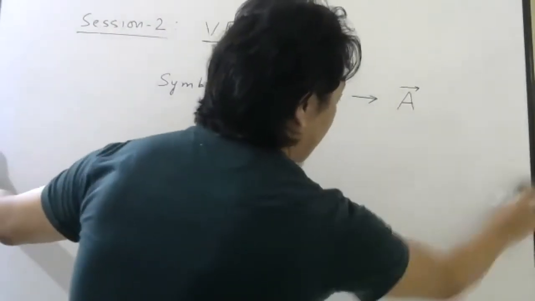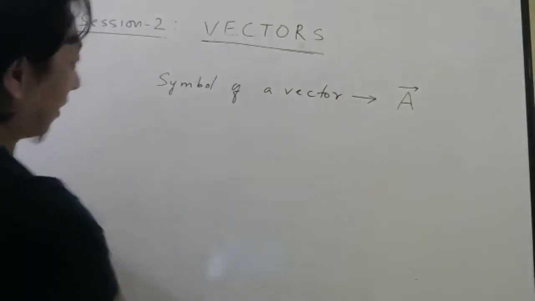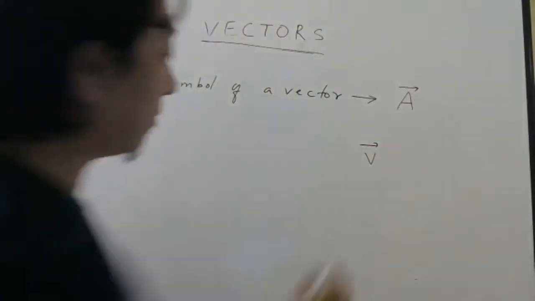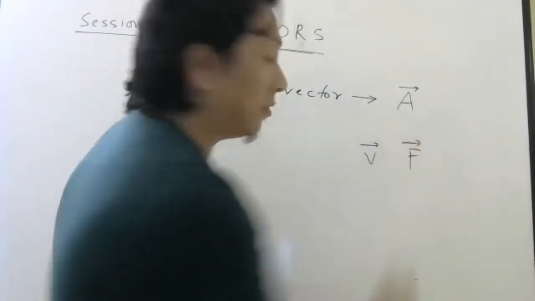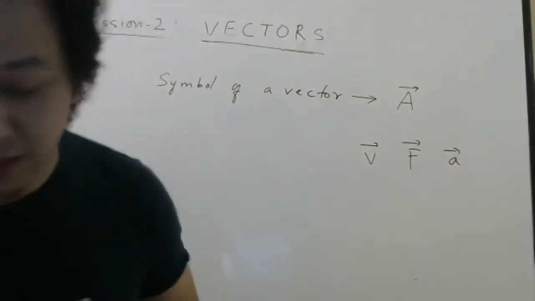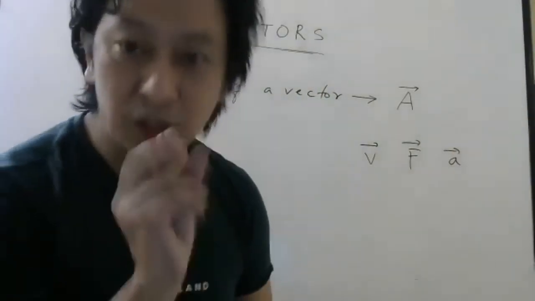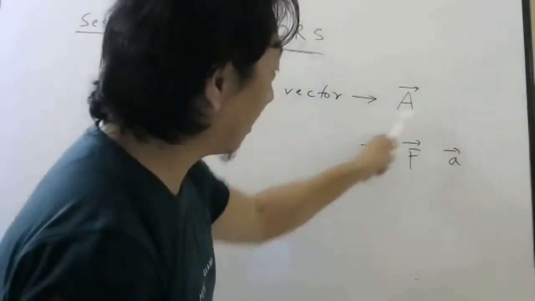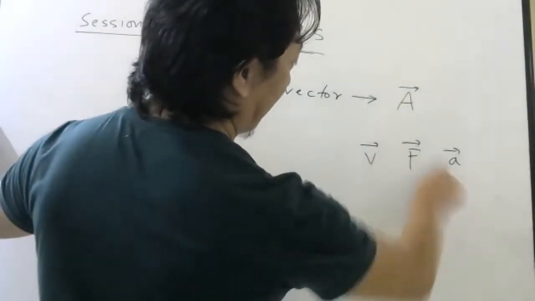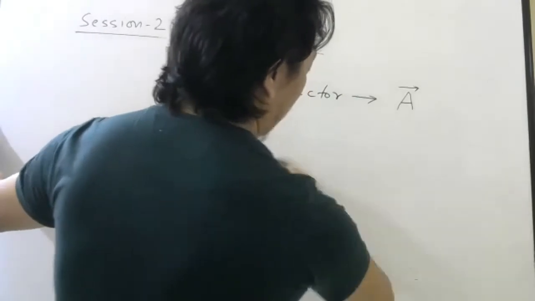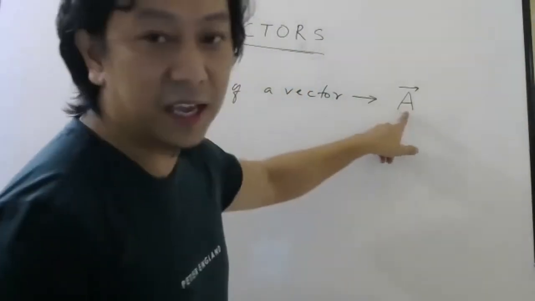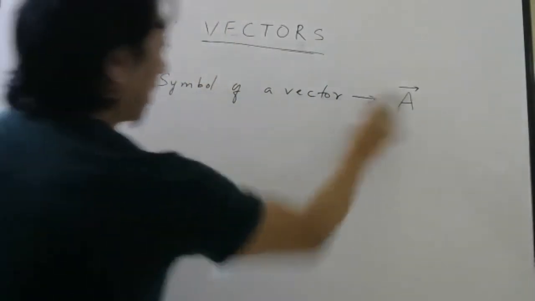If it is a velocity vector, we may write v bar. If it is a force vector, we may write f bar. If it is an acceleration vector, we may write a bar like that. So depending on the particular quantity, we may change the letter. But right now we are trying to study in general, so I am writing simply A. This is how we write the symbol of a vector.